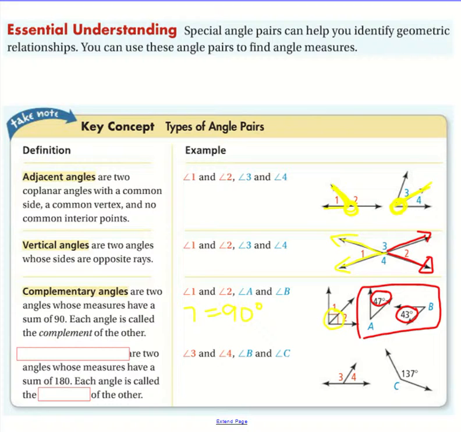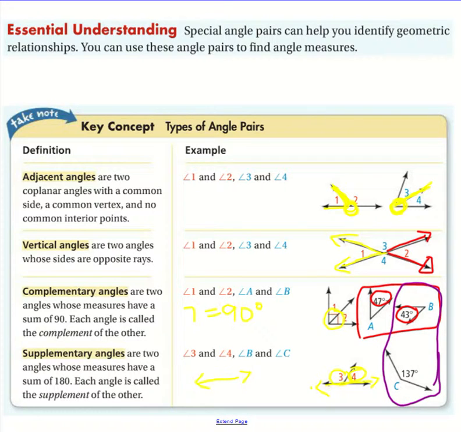Our last angle pair type we're talking about today are supplementary angles, and these are 2 angles whose measures have a sum of 180. Each angle is called the supplement of the other. And so if we look at our diagram, a line that is 180 degrees is a straight line, and so if you see that these 2 opposite rays making up angle 3 and angle 4 is a straight line, then angle 3 and angle 4 must be 180 degrees when combined. If you look at the next one, this one goes up to angle B up above and angle C down here. These 2 together are going to add up to 180 degrees, and so they are supplementary as well.